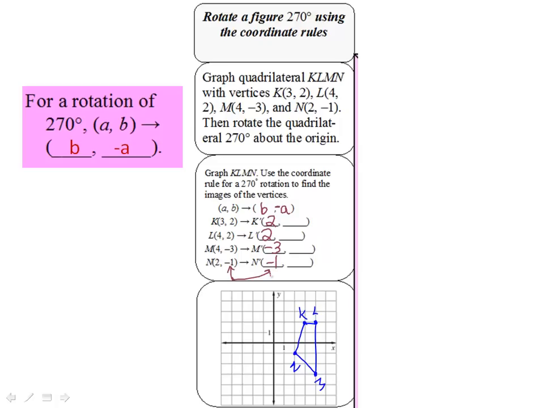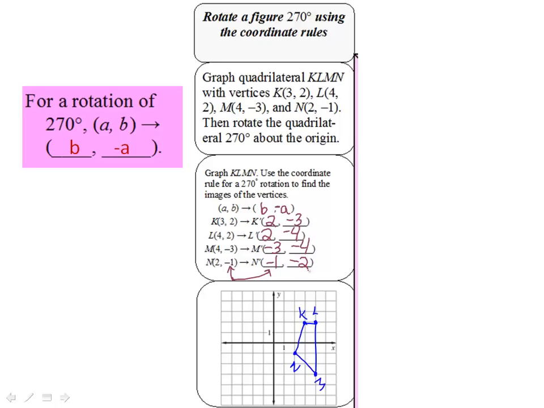Now I'm going to write in my A's, but I'm going to do the opposite. So A for K is 3, so over here it's going to be negative 3. A for L is 4, so over here it's going to be negative 4. A for M is 4, so over here it's going to be negative 4. And for N, A is 2, so here it's going to be negative 2. And remember, if I had a negative number, the opposite would then be a positive.